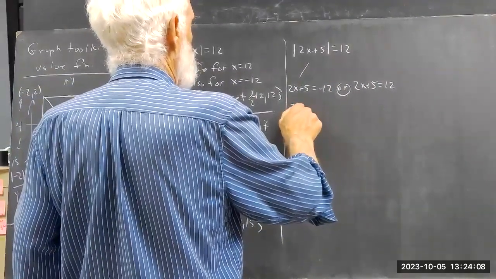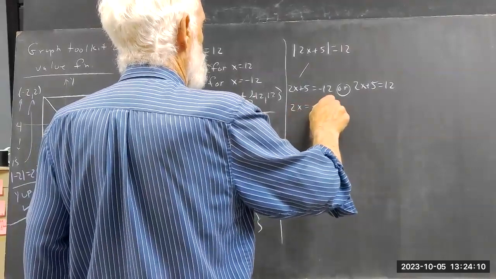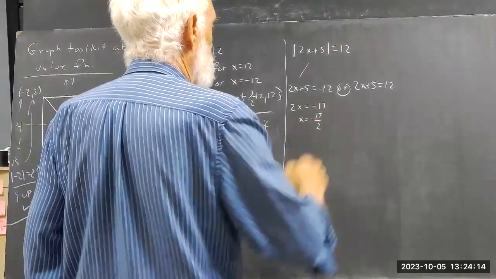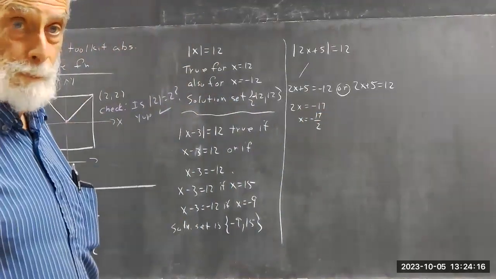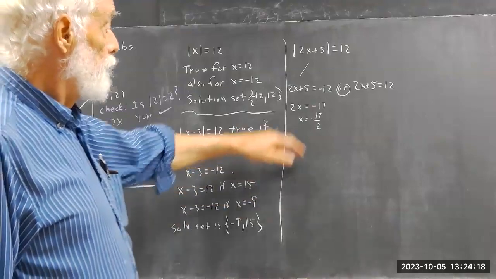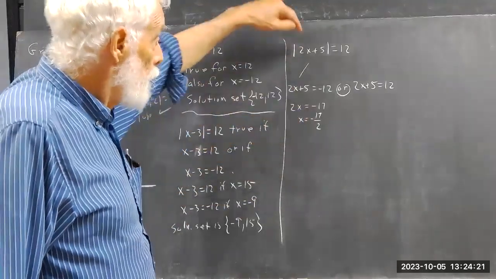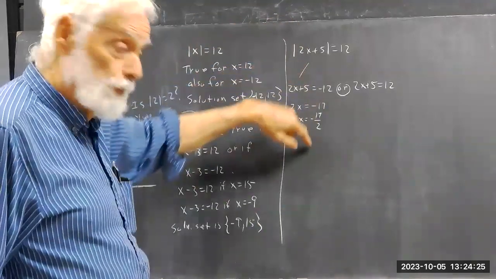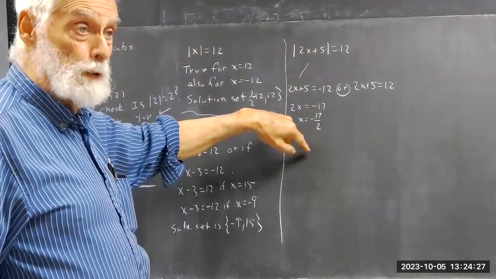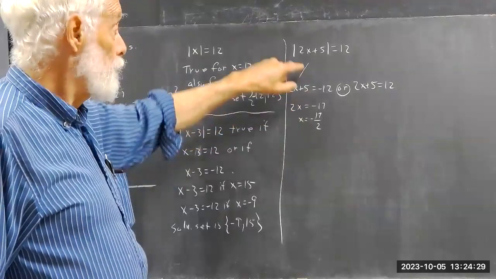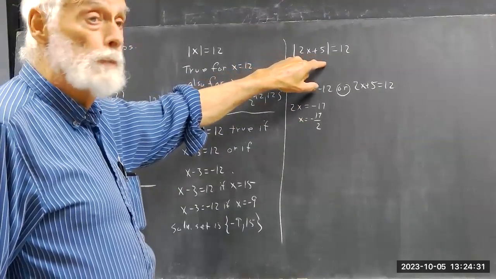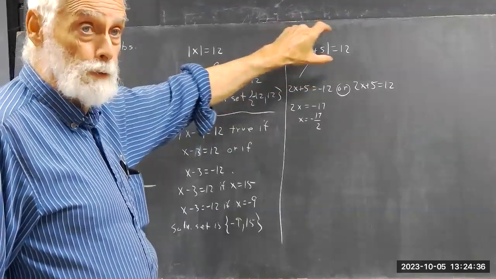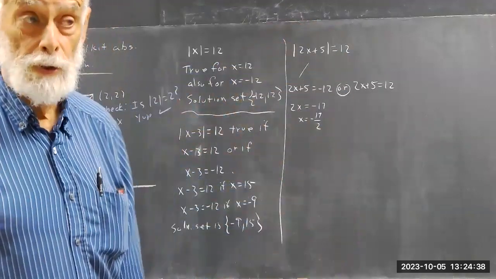So here you get 2x equals negative 17, x equals negative 17 over 2. Okay. If x is negative 17 over 2, you can plug that back in here. 2x would be 2 times negative 17 over 2, which would be negative 17. So you have negative 17 plus 5. Negative 17 plus 5 is negative 12. The absolute value is 12. You need to do that check.